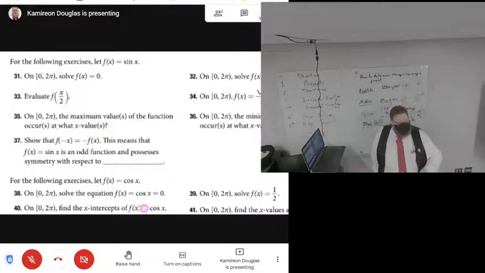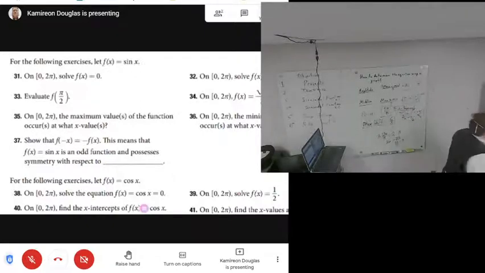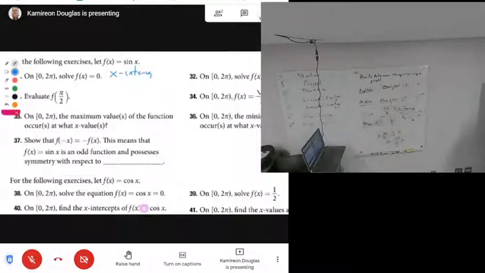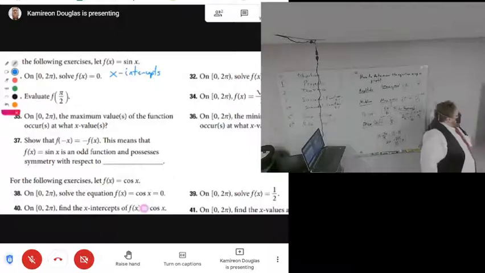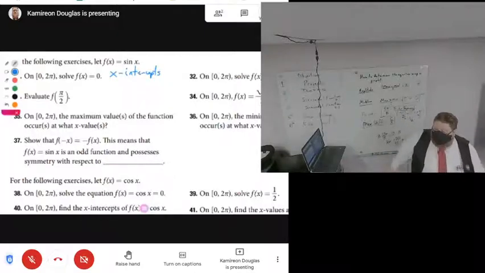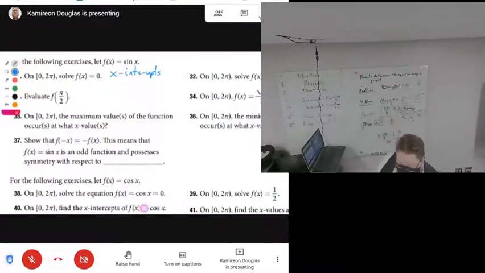What does it mean when the y value is 0? We have a fancy word for this: x-intercepts. So 31 asks it in a kind of weird way, but it's actually the algebra way to ask the question. It says, hey, when will f of x equal 0? It's asking, in this interval, where are the x-intercepts? As it turns out, if I graph this function, x-intercepts are pretty easy to see.